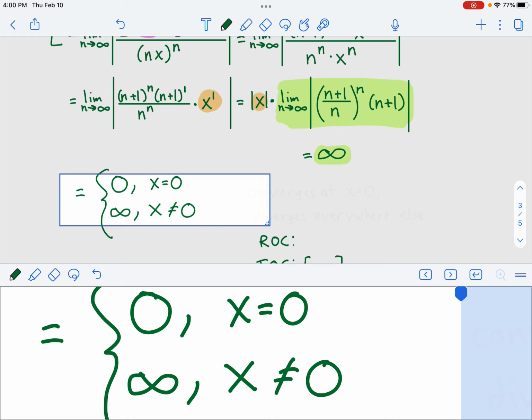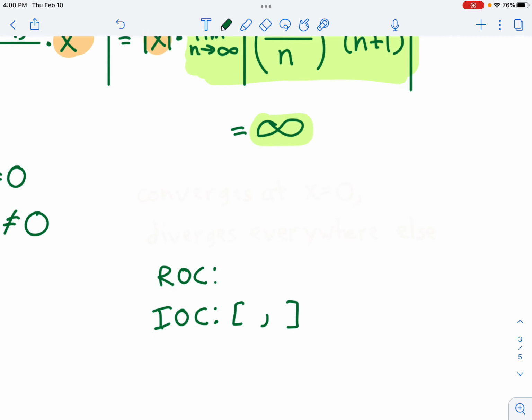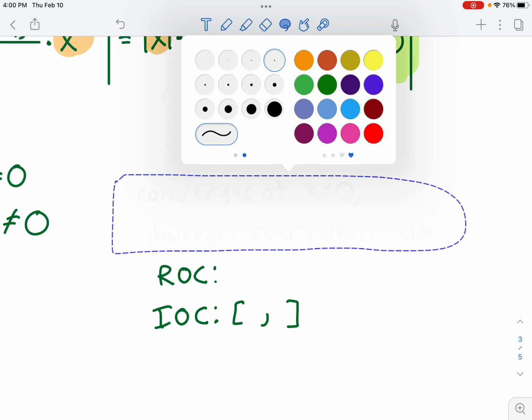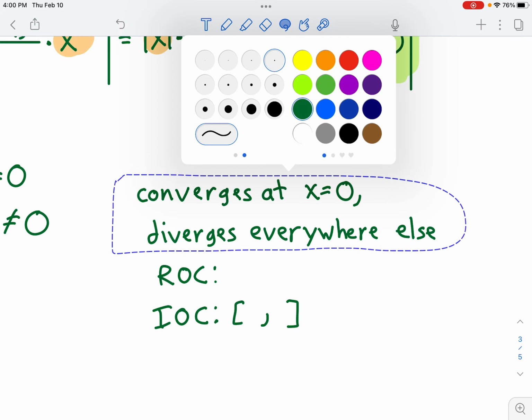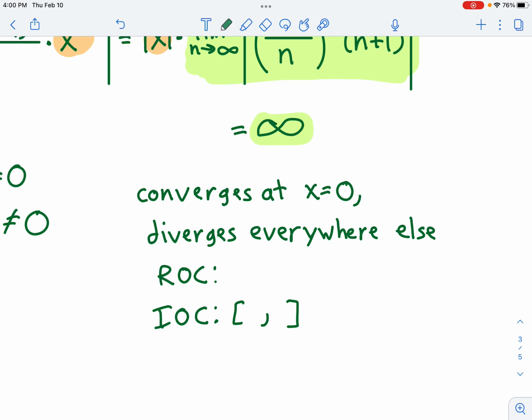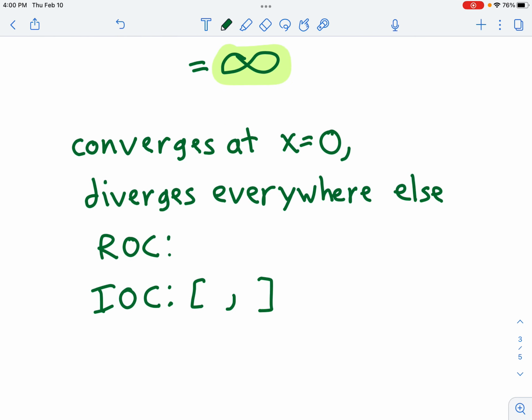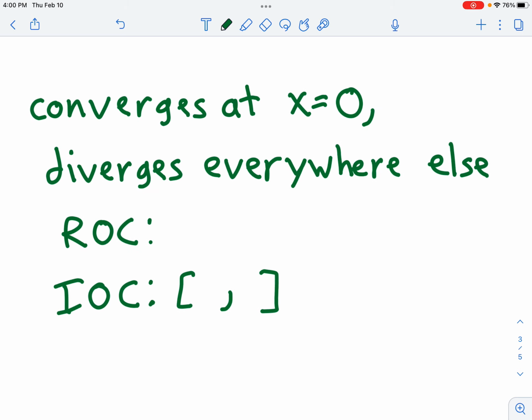So here's what's going on. The bottom line here is that this series is only going to converge when x is equal to 0. At any other x value, it is going to diverge. And so what that means is, in terms of a radius of convergence, if there's only one point, x is equal to 0, that makes the radius 0.